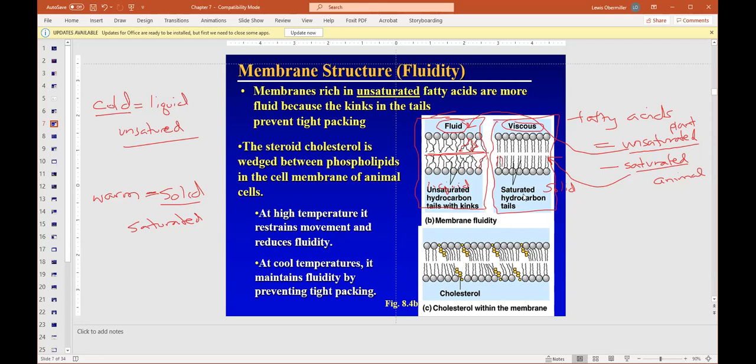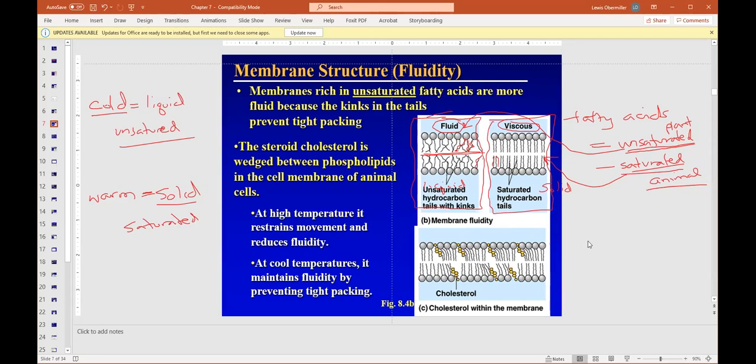Now, animals, we don't really have a lot of unsaturated fats. And so most of our fats are saturated. And again, we talked about this in chapter 5. And so we can't really do this. We can't really change the fatty acid tails between saturated and unsaturated. This is for plants, but animals, instead of doing that, what they do is they use cholesterol.